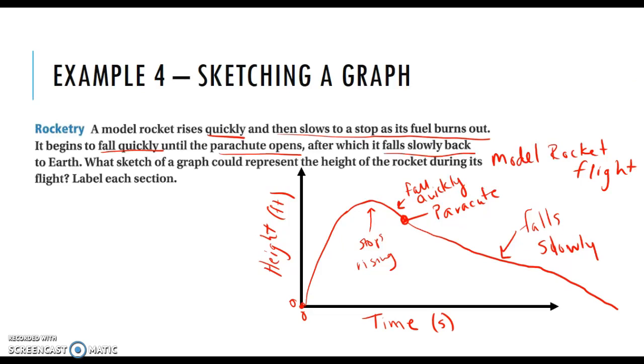So again, as we went through this, I underlined things that I needed to look at. As you're doing Math Excel, it's probably things you need to be looking for, which one rises quickly and then slows down and then begins to fall quickly, and then see where the parachute opens and it goes even slower from there. I'm guessing you're more so going to be matching a sketch as opposed to sketching one on your own in Math Excel.